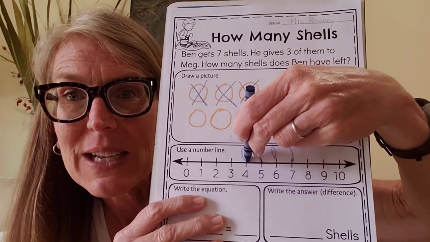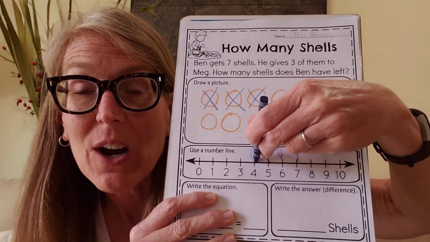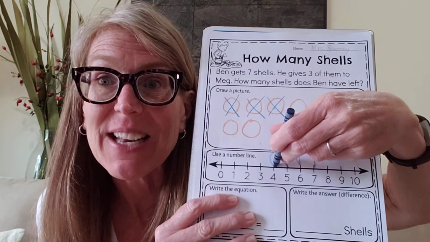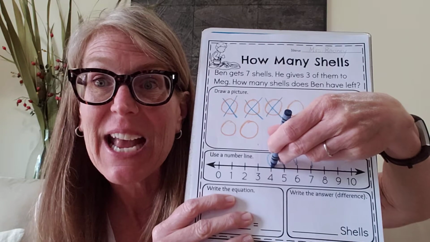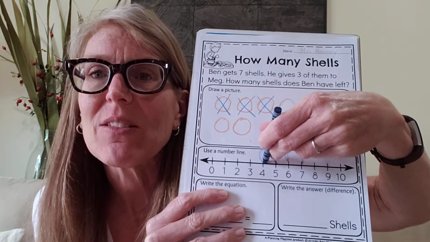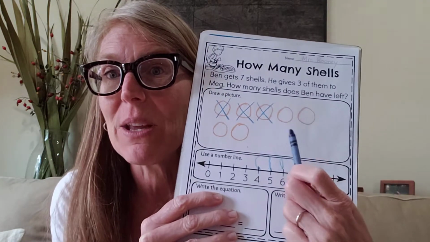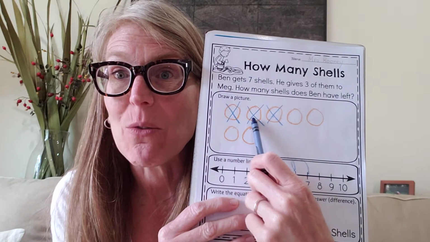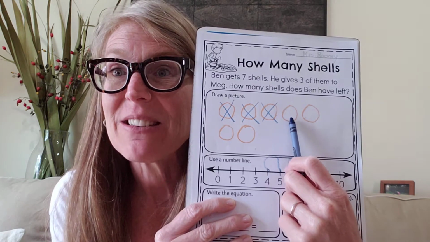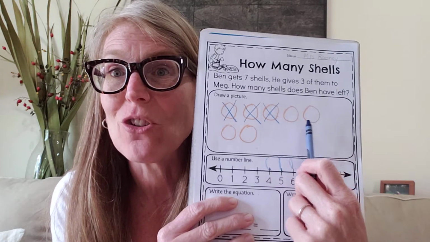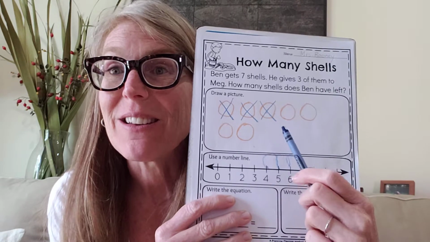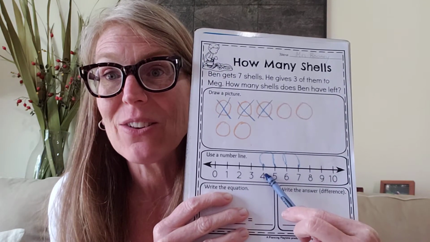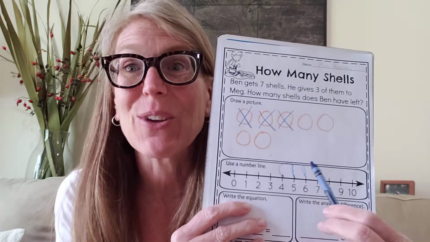Well, I land on what? 4. So on my number line, if I have 7 and I take away 3, I land on 4. Let's go back up to our picture and see if our picture matches that. Ben had 7 shells. He gave away 3. How many does he have left? Let's count. 1, 2, 3, 4. Does my picture answer match my number line answer? It sure does. Very good.